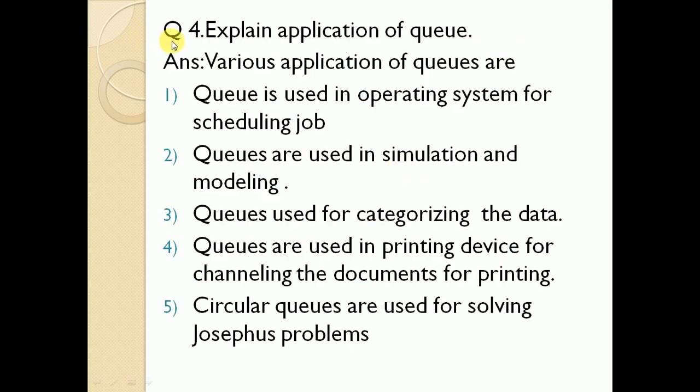Let's see the next question, number 4. Explain the application of queue. Before going to the applications, we'll understand what is meant by queue. A queue is a FIFO data structure. What is meant by FIFO? First in, first out. The data is arranged in such a manner that the first element entered is deleted first. That's why it is called a FIFO data structure. For example, in a movie ticket queue, the first person standing will get the ticket first. So this is an example of a queue.